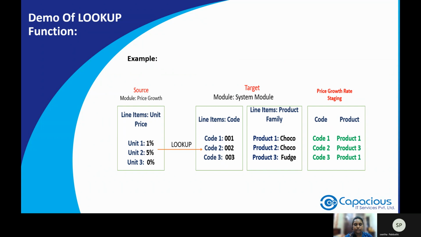And here is an example that I have taken. From the module price growth, I have taken unit price as a line item. From this line item, I am going to give a lookup for the system module, and this is a copied module that I have copied from the source to this default view. In this case, I am giving the lookup for the system module as code and product family. It returns the value of the argument to the price growth rate staging. So in this way, I'll show how the lookup function works.